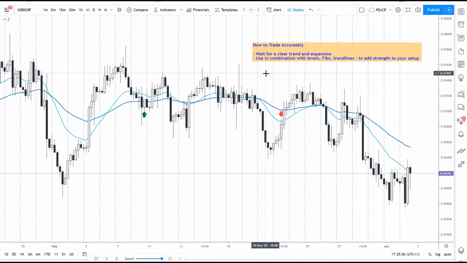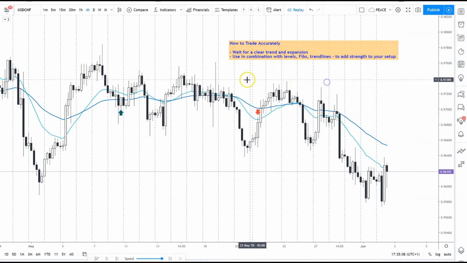Now the second part is, as we just said earlier, to not use it as a method of entry, but to use it in combination with other indicators and factors in your analysis. So you might have levels, Fibonaccis, trend lines, which will all add strength to your setup and improve the quality of your setup, which will improve your accuracy and of course make you more profitable.